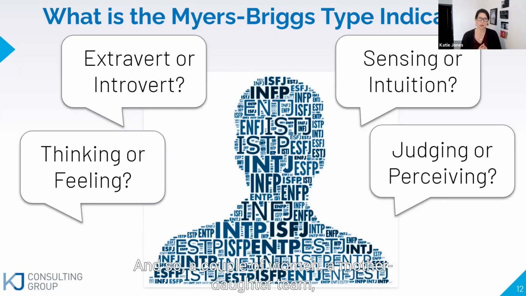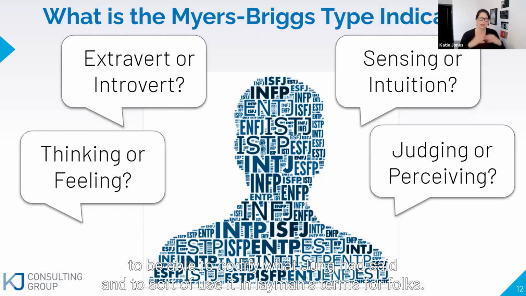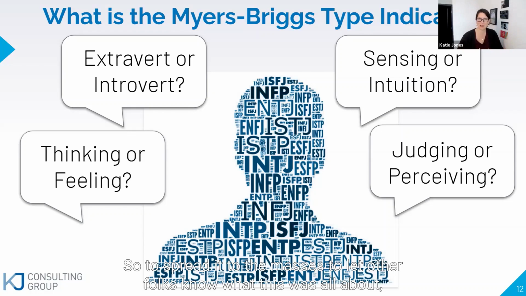perceiving. And so a couple women, a mother-daughter team, Catherine Briggs and Isabel Briggs Myers, loved this work by Jung. They loved it in their personal life. At the time, there were not a lot of work opportunities for women. So they created their own system called the Myers-Briggs Type Indicator to be able to codify what Jung had said and to sort of use it in layman's terms for folks. So to spread it to the masses, to let other folks know what this was all about, they created what's now called the Myers-Briggs Type Indicator.